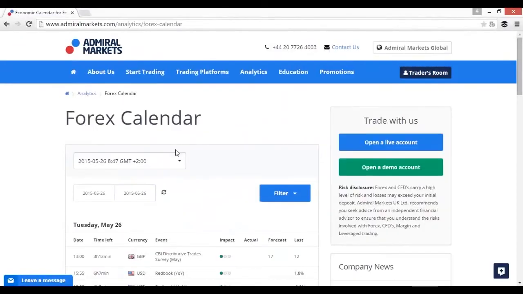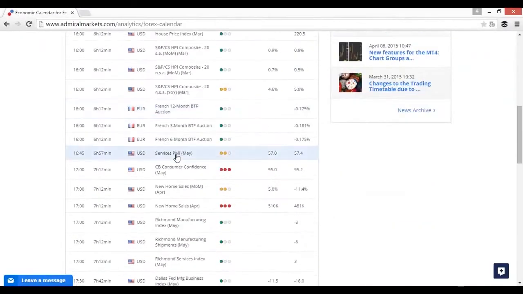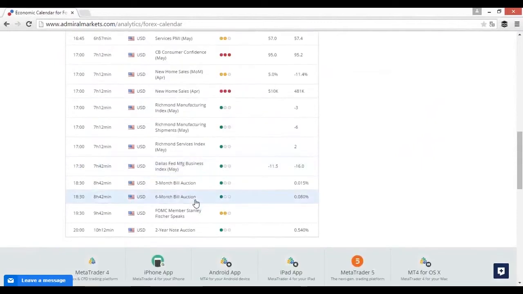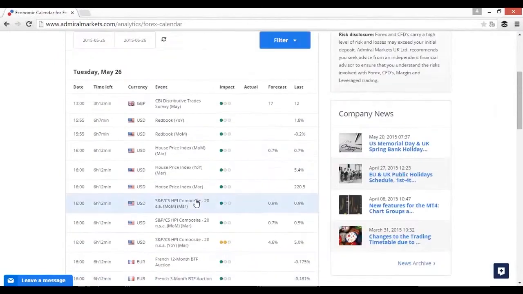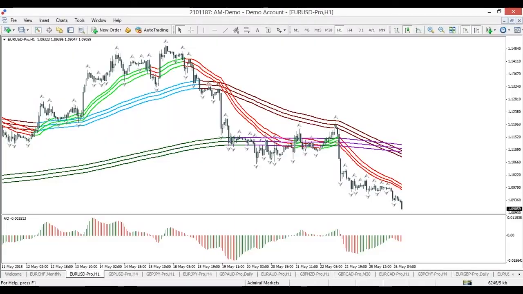So the last days of May, we have CB consumer confidence and new home sales apparently on the US dollar. Let's see what those will generate. Yesterday was a quiet day because of the bank holidays in the US, England and Europe. So let's see how the market warms up today. It certainly was slow yesterday, but today I'm sure will be a bit different.